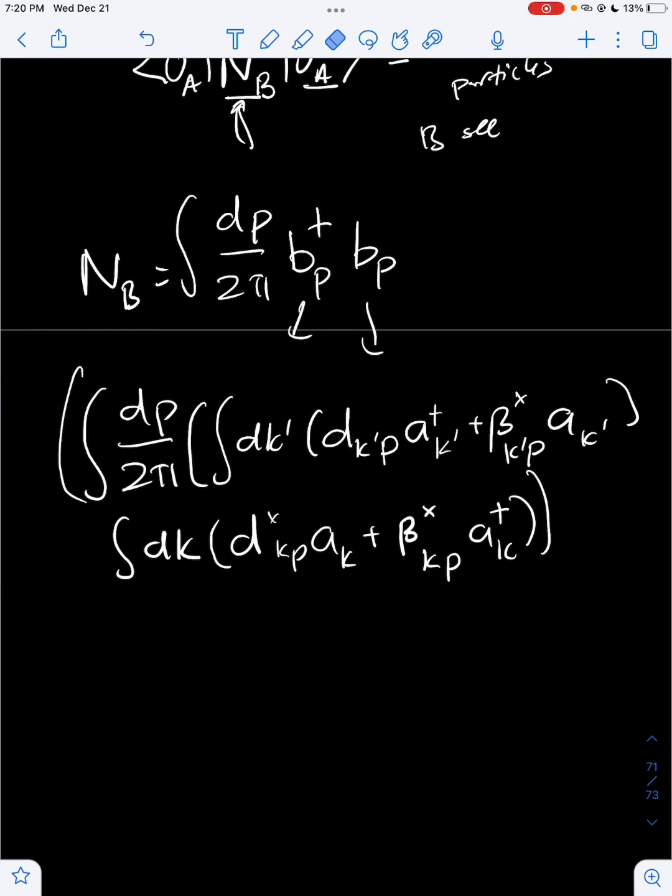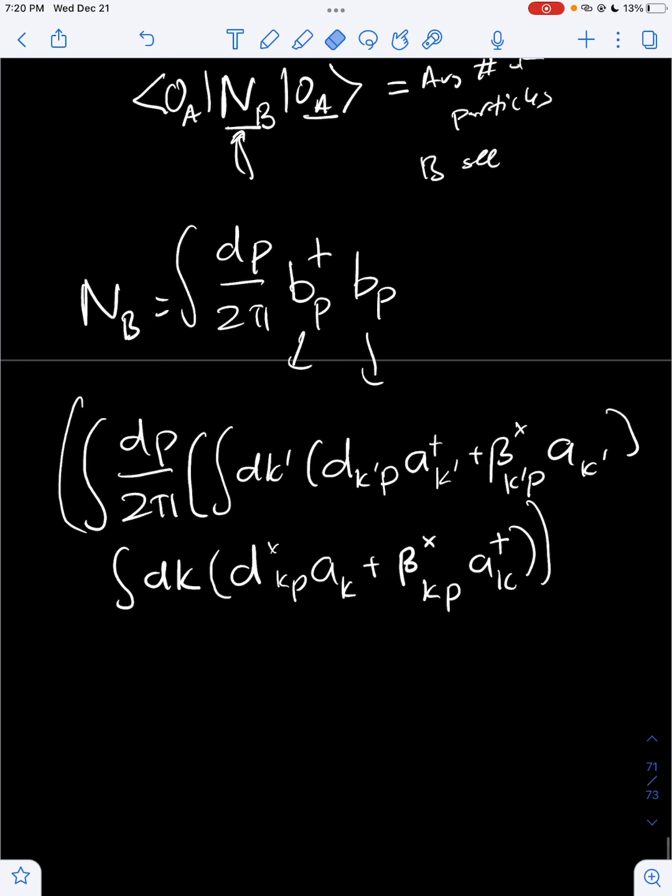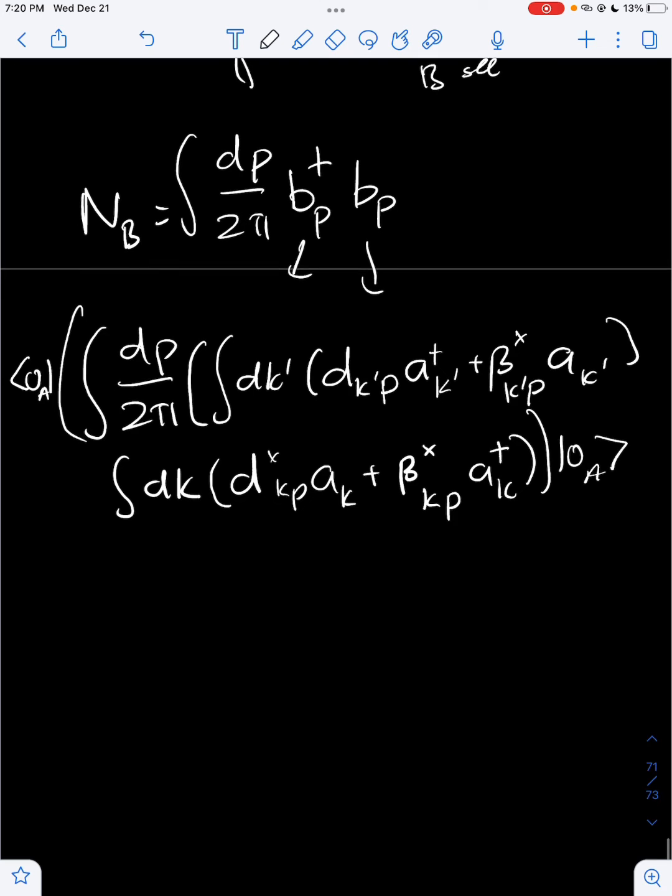So we now have this for the number operator. And what we need to do now is sandwich it between the vacuum states to get the average number of particles in the vacuum from B's frame of reference.